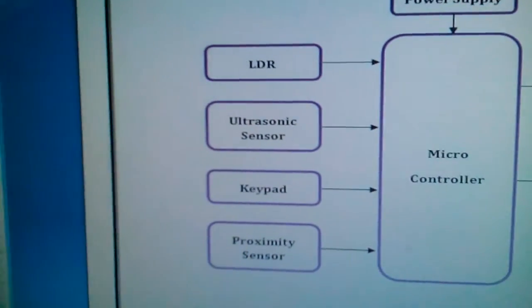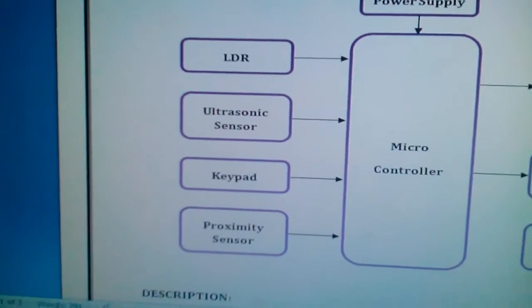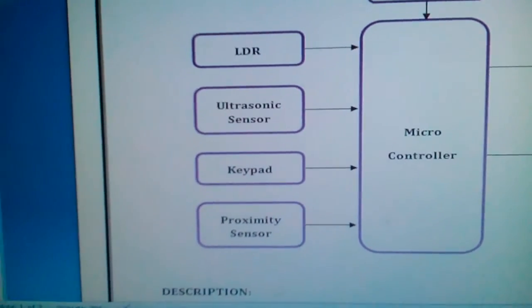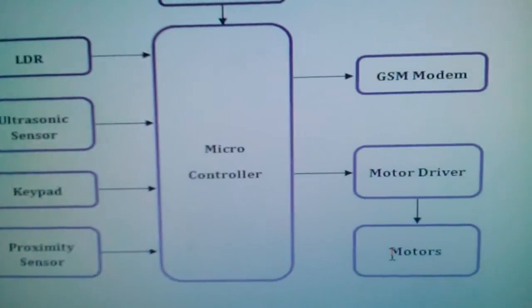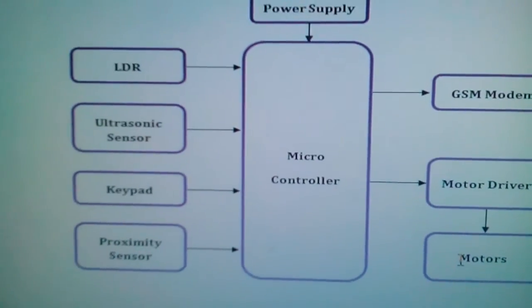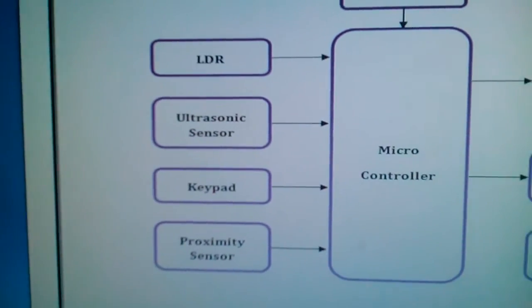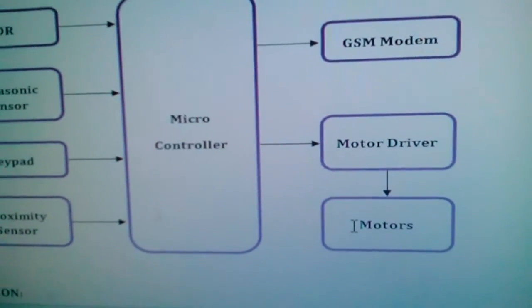In this project, first of all, there are two parts. One part is the proximity key, meaning the proximity sensor will detect the key. If the key is inserted, the GSM modem will send the OTP, meaning a one time password. If the password is entered through the keypad, then only the motor engine should start.